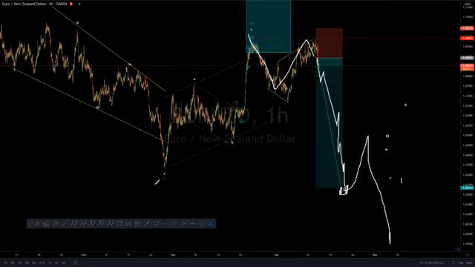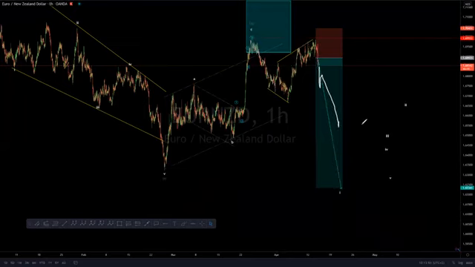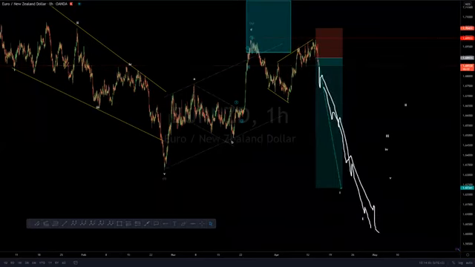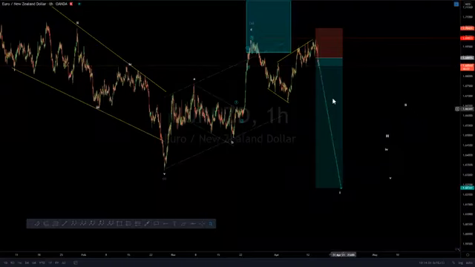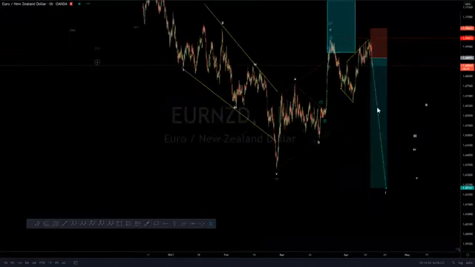So you can see that we are in this wave 3 of the minute degree here. So we should start to see Euro New Zealand trading higher here. So I'll show you something that this is just a correlation that I normally use. New Zealand US dollar.